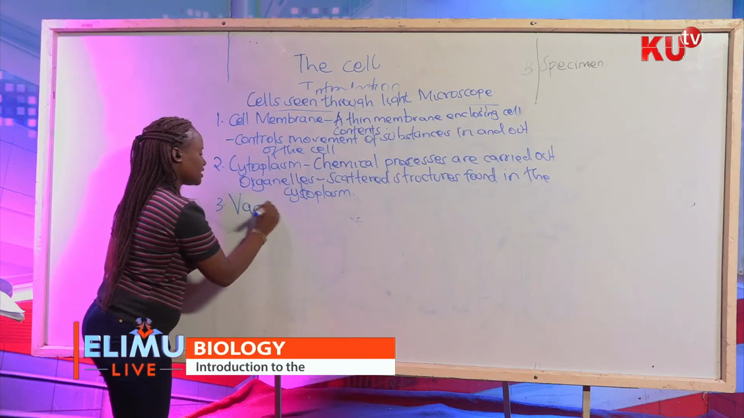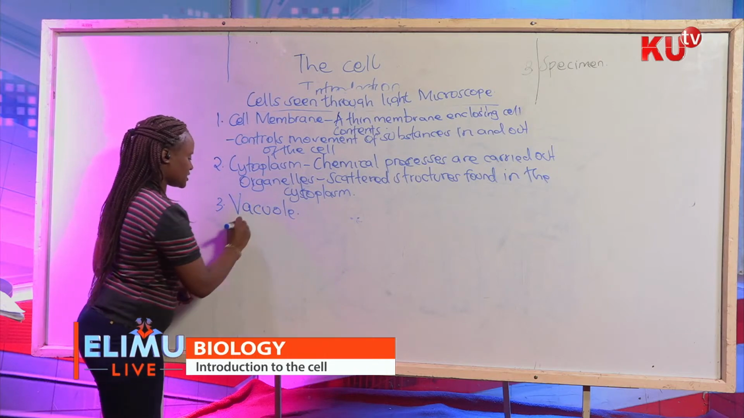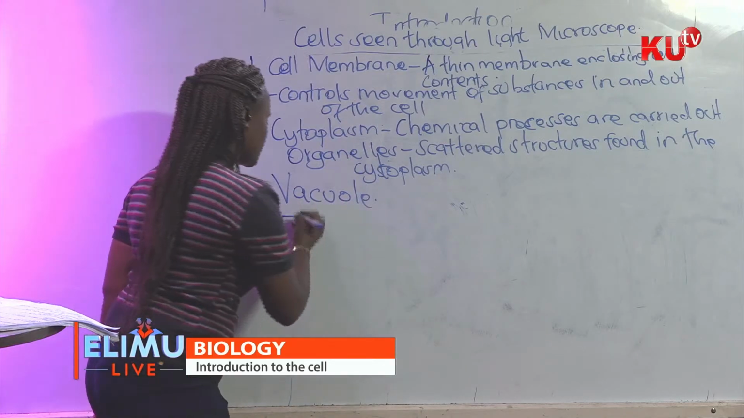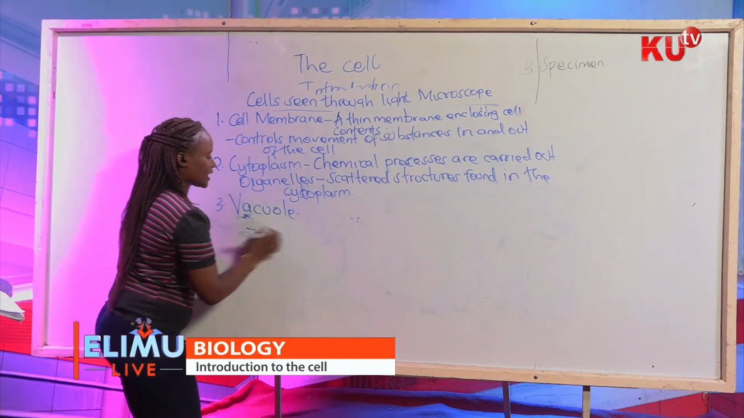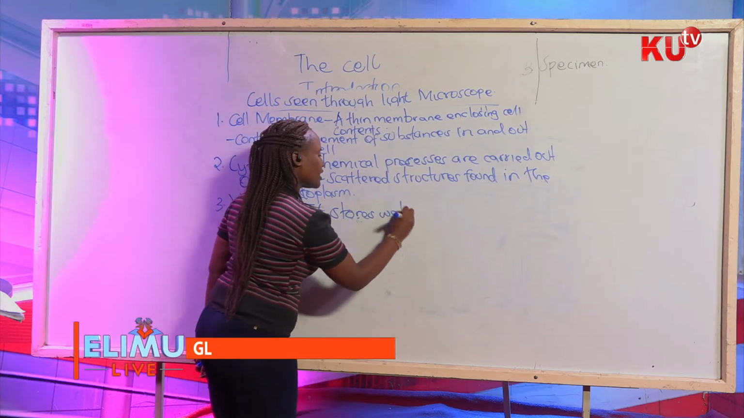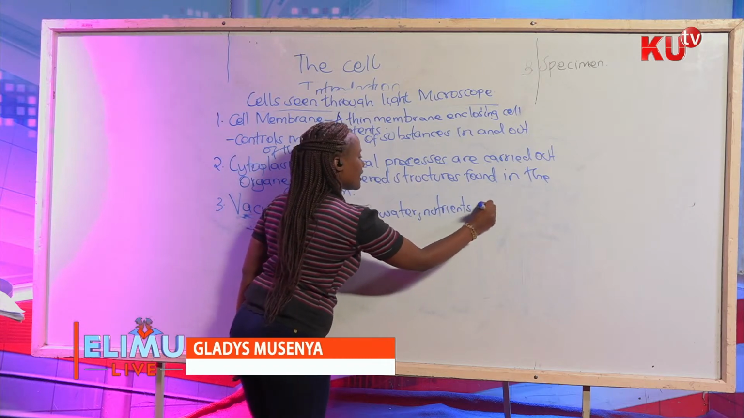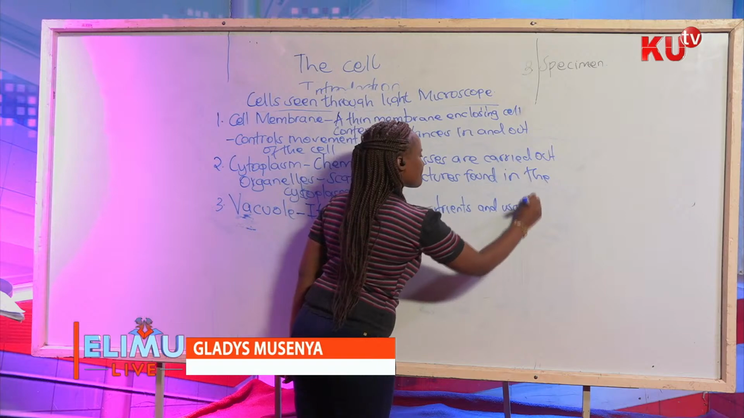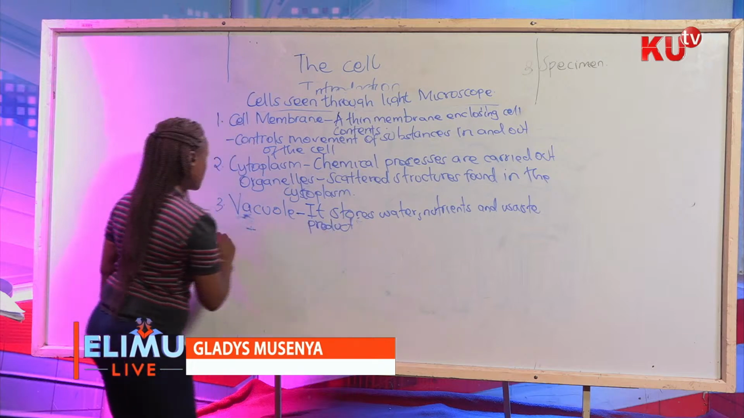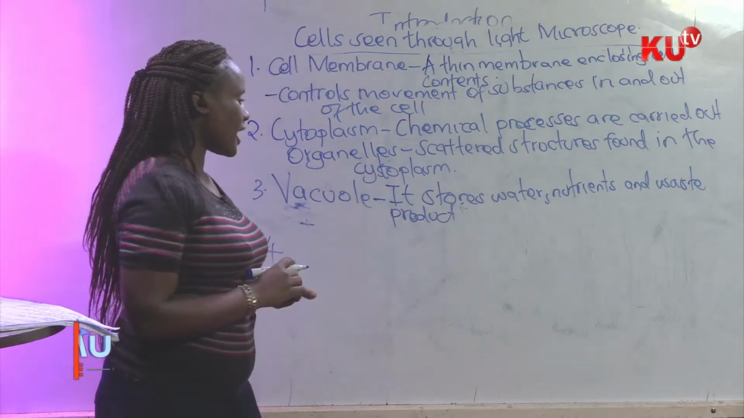A vacuole. So the work of the vacuole is storage. That is, it stores water, nutrients, and waste products. So a vacuole is used for storage of waste, water, and nutrients.